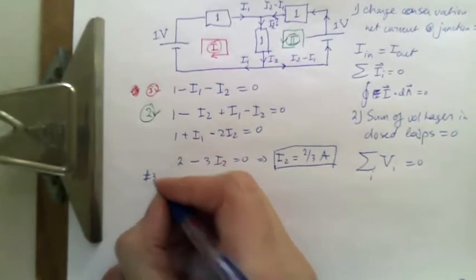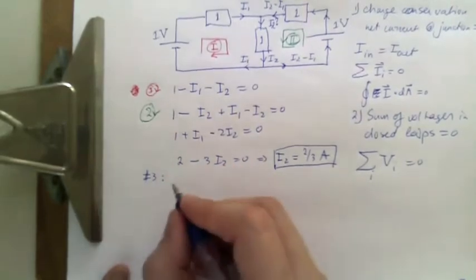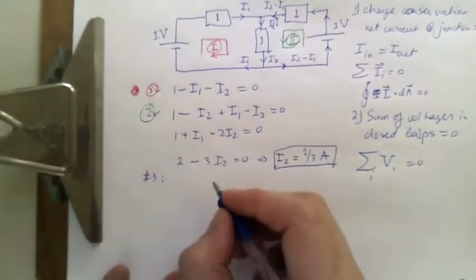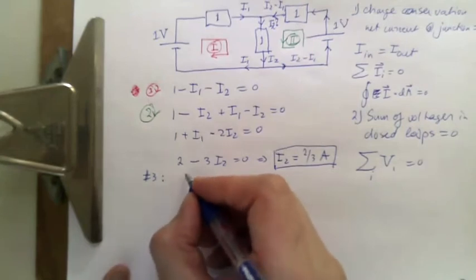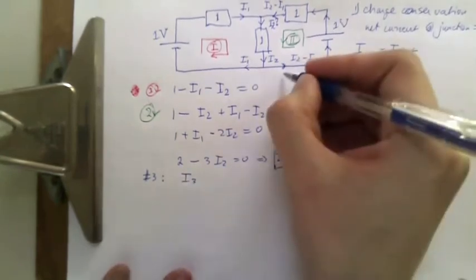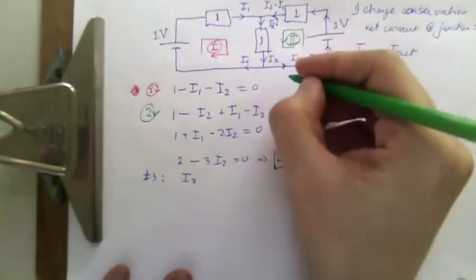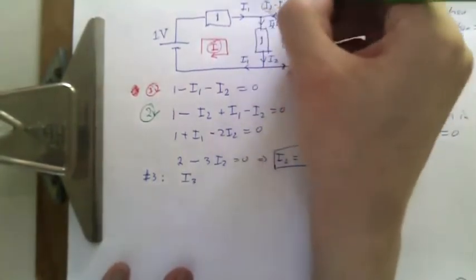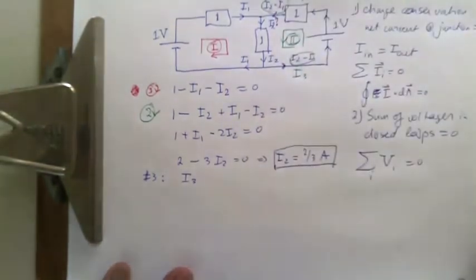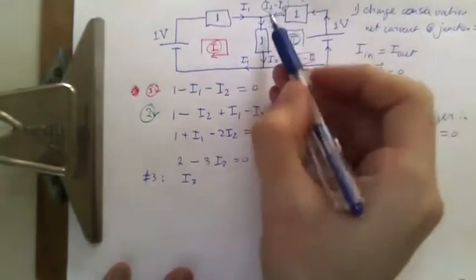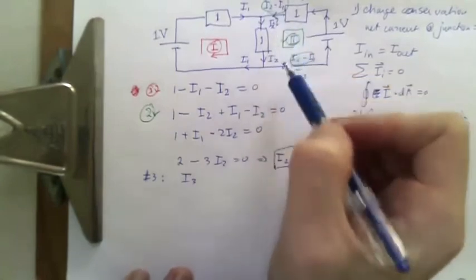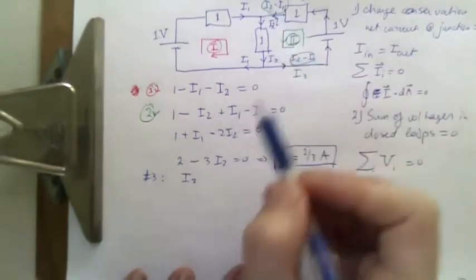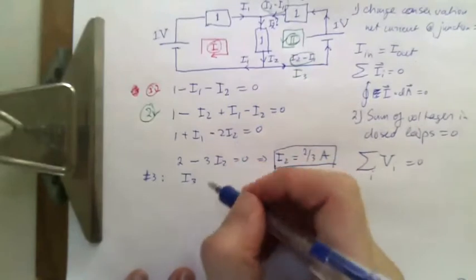So the third equation, number 3, it's not the third loop, and I can just call it I3. So I'm now going to call this I3. This I'm going to call I3. So then you have less messing around with the I2 minus I1 and everything. But now, of course, you introduce an extra unknown.